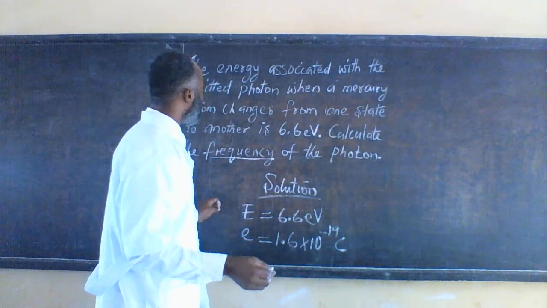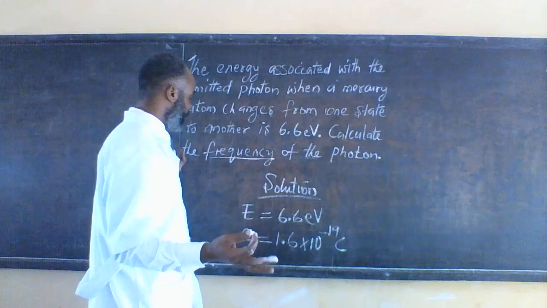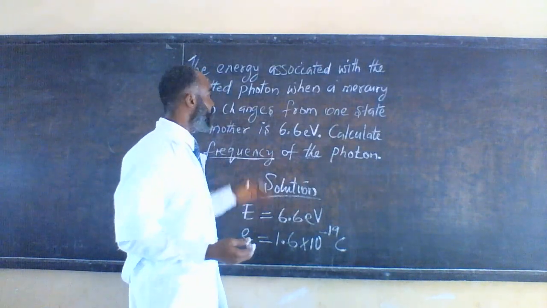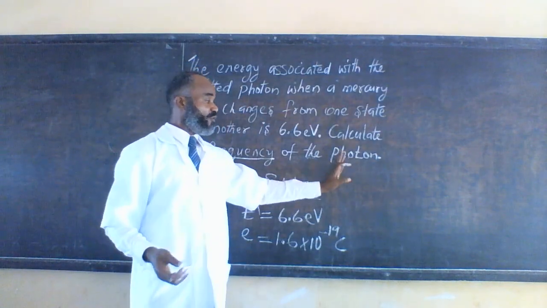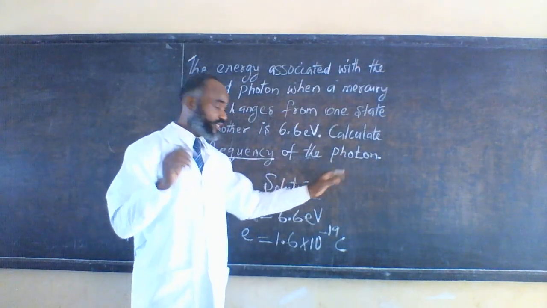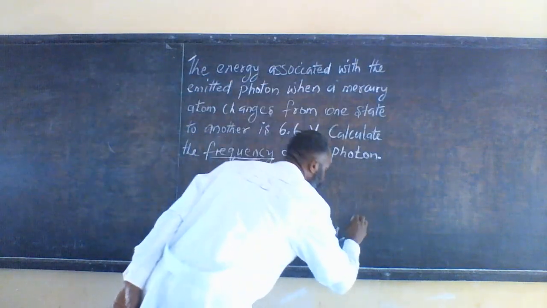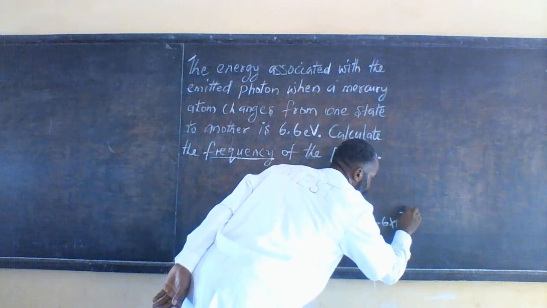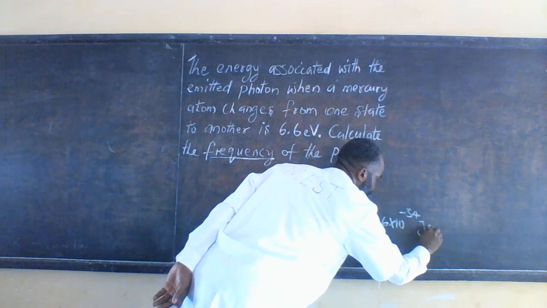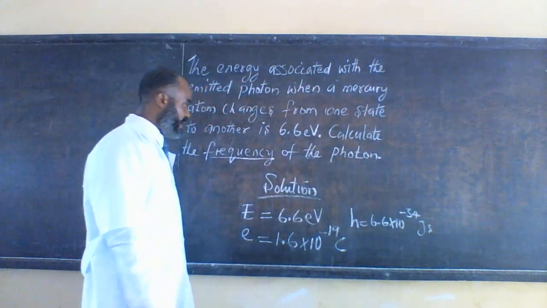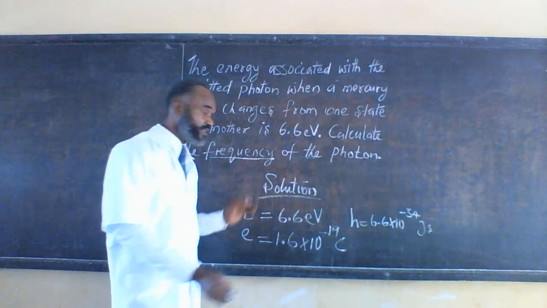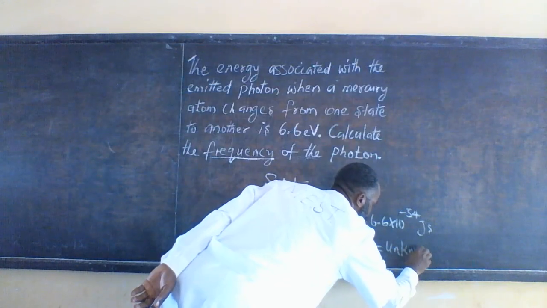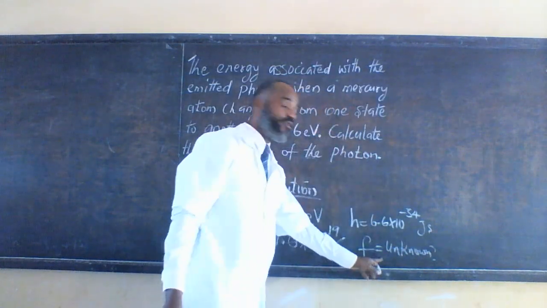Then the next one is what? Of course, we are talking about energy emitted from a mercury atom, from a photon, so it has to do with the Planck constant. Planck's constant h is given as 6.6 times 10 raised to the power minus 34 joule seconds. So we take care of this. And then we are asked to find the frequency, right? So frequency f is unknown. We are looking for frequency.